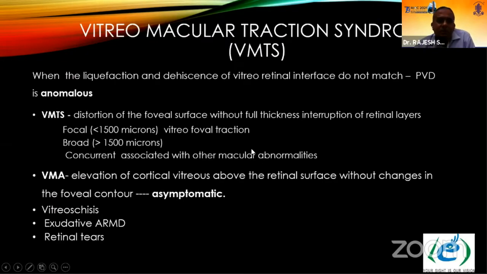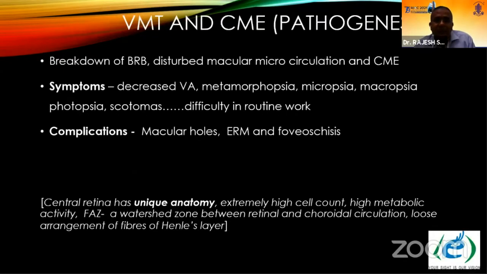So VMTS is distortion of the fovea without full thickness interruption of the retinal layers. It could be focal, less than 1500 microns, which is sometimes called vitreofoveal traction, or it could be broad, more than 1500 microns. There could be concurrent VMT as well, associated with macular abnormalities in diabetic retinopathy, etc. VMA is elevation of cortical vitreous above the retinal surface without any change in the foveal contour. So these are asymptomatic cases. Anomalous PVD can lead to vitreoschisis, exudative ARMD, retinal tears, etc.